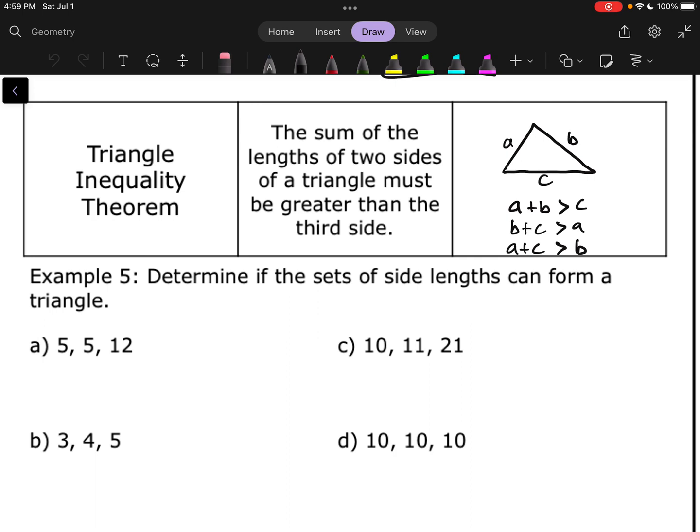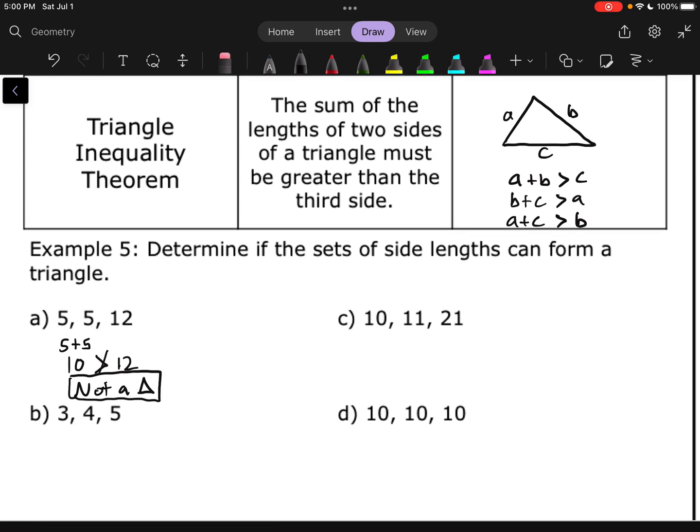So like on example 5 down here, it says determine if the sets of side lengths can form a triangle. 5 and 5 added together is 10. And 10 is not greater than 12, right? Those 2 sides added together is not bigger than the third side. So this does not make a triangle. We cannot make a triangle out of a set of sides of 5, 5, and 12.